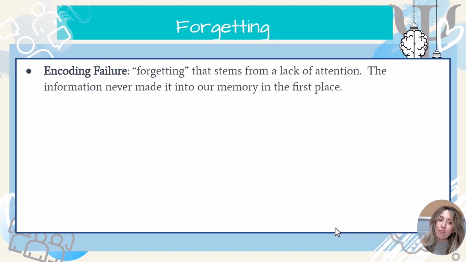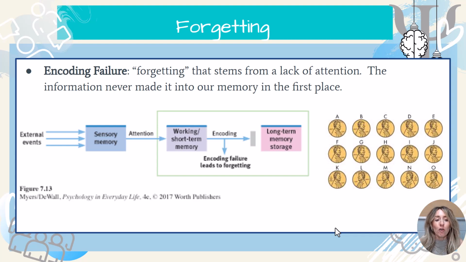Okay, but not all forgetting happens because of physical damage in the brain. Some forgetting happens because there's issues with encoding, storage, and retrieval. So the first one we have is issues with encoding. So this is the type of forgetting, and I have that in quotation marks because you didn't really actually ever store it. So the word forgetting seems weird, but it's forgetting that stems from a lack of attention. So the information never made it into our long-term storage in the first place because we did not pay attention to it. It got lost right here, right, on its way from working in short-term memory to long-term storage. We weren't paying attention, we didn't use a strategy, and it just never made it in.